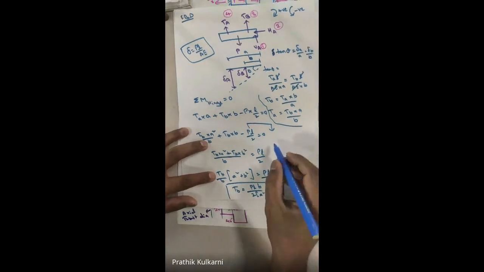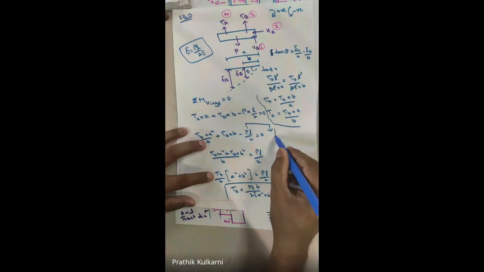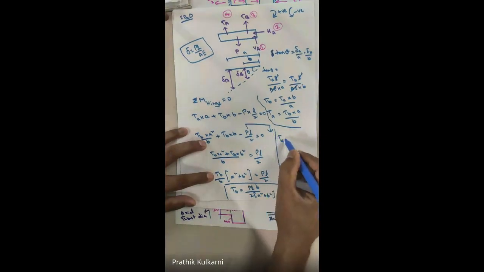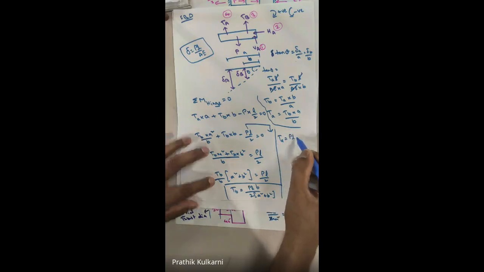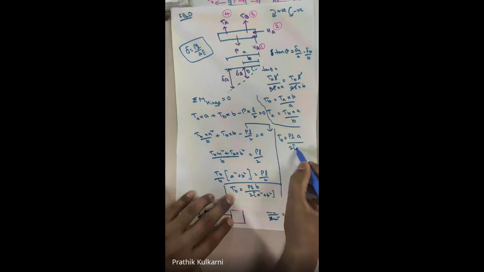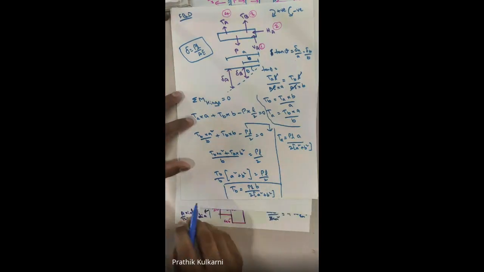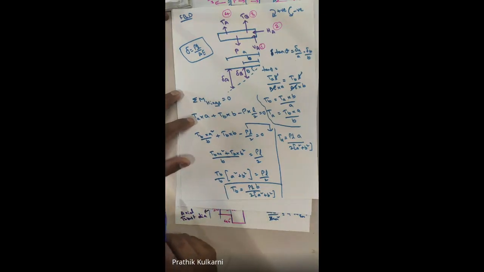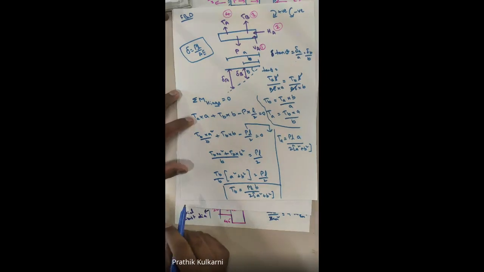Then what will be my TA? TA will be PL by, यहाँ पे B आया ना, तो यहाँ पे A आ जाएगा by 2 times of same A square plus B square. You can substitute and you can see.